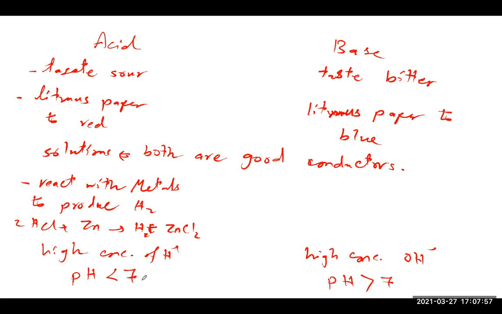Let's take examples for acid, like HCl and H2SO4. For bases, it will be like NaOH and KOH. Of course, we could have some materials that will be considered neutral, and neutral means that the pH will be equal to 7, and also that it contains equal concentration of hydrogen ion and hydroxide ion.